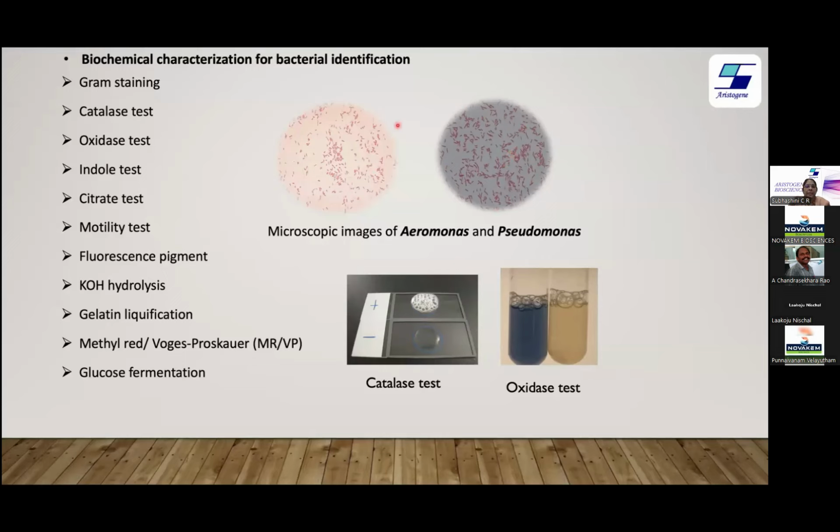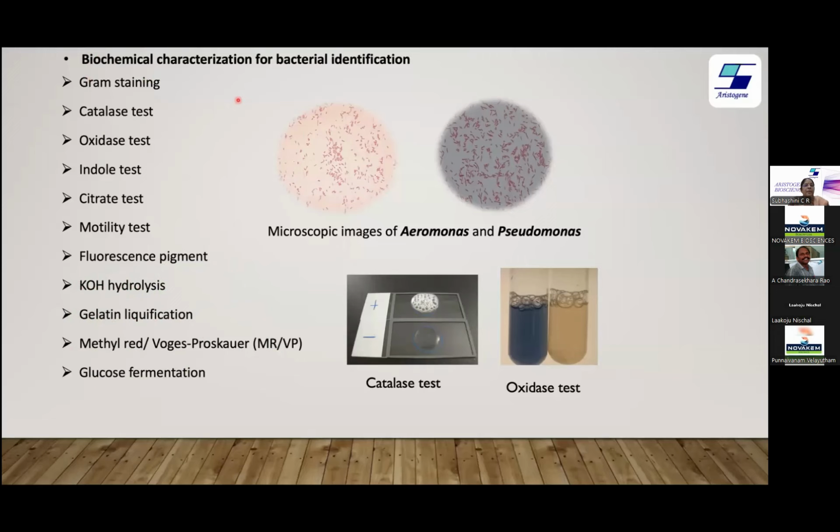Then we subject these bacteria to different biochemical tests called catalase test, oxidase test, indole, citrate, motility. Most of the Aeromonas are motile. And presence of fluorescence pigment, which is done for Pseudomonas fluorescens, potassium hydroxide hydrolysis. This is again another test which will tell you whether they are gram positive or gram negative. Gelatin: if the bacteria secretes an enzyme called gelatinase, we look for gelatin liquefaction in the media. MRVP test, and glucose fermentation.